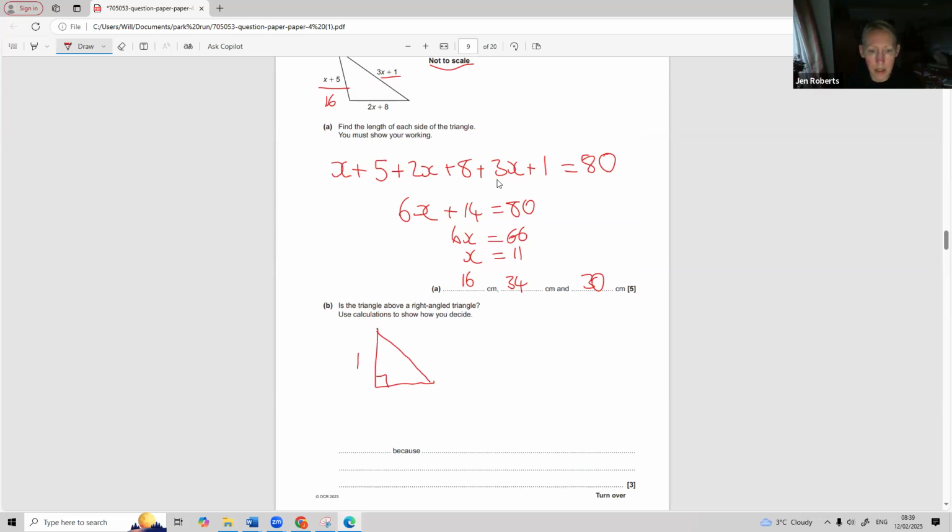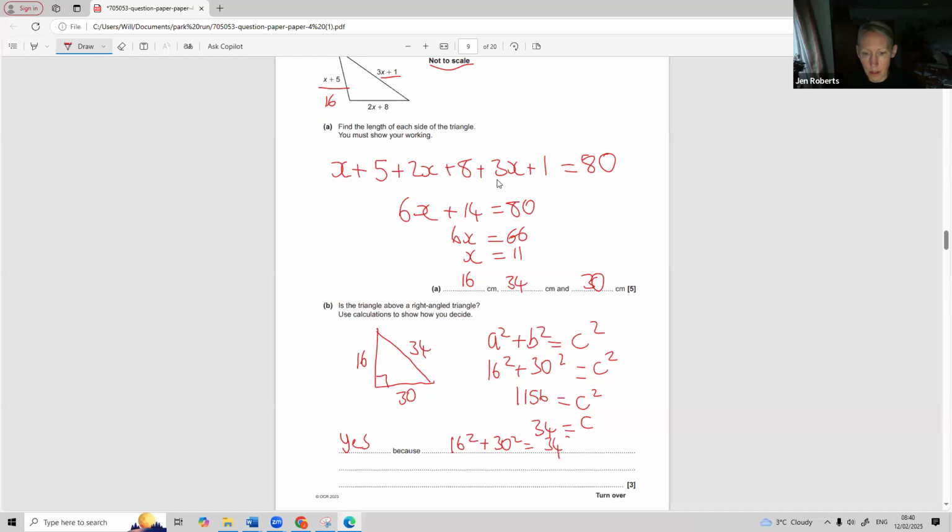So I've got my 16 is one of my shorter lengths, and so is my 30. So is this a right angle triangle? Does it satisfy Pythagoras' theorem? I'm going to put in my 16 squared and my 30 squared and just see, make c the subject. If it is 34, then it's a right angle triangle. If it's not, then it's not a right angle triangle. I'm going to add those. The 16 squared and 30 squared is 1,156. And I'm going to square root both sides to get c is 34. So yes, it is a right angle triangle. And I'm going to put because 16 squared plus 30 squared equals 34 squared as my justification.